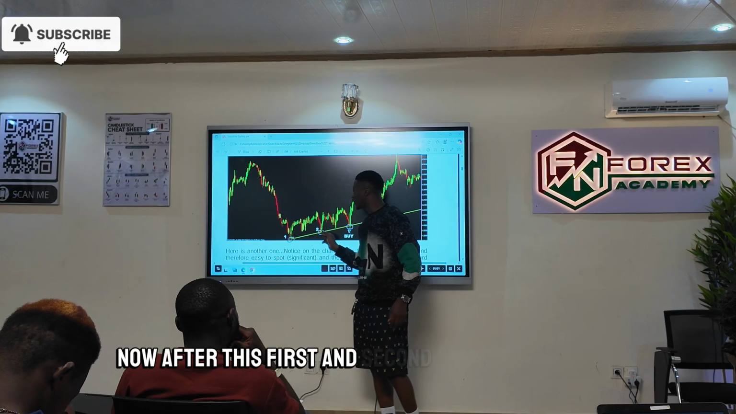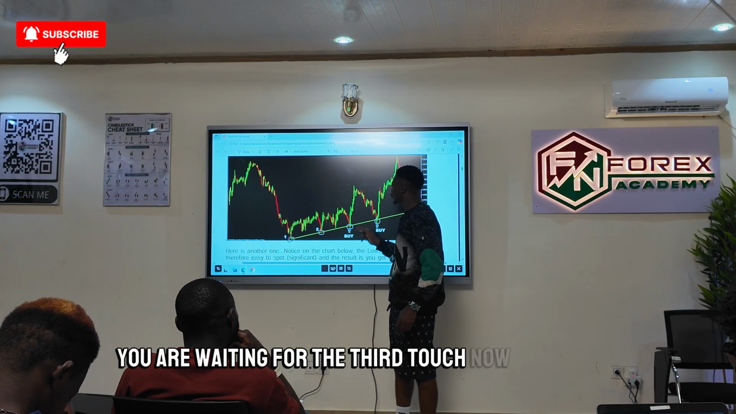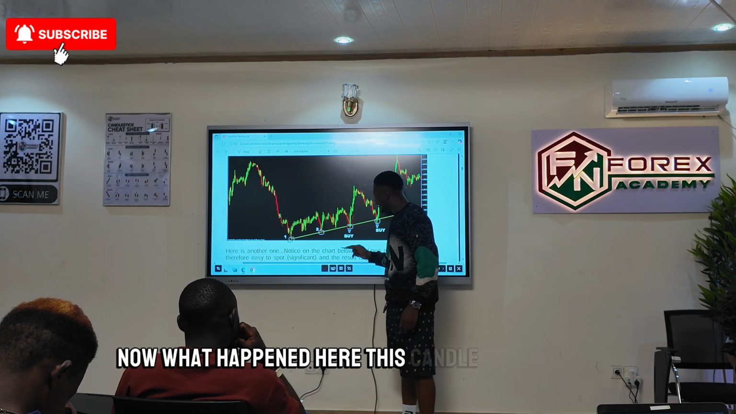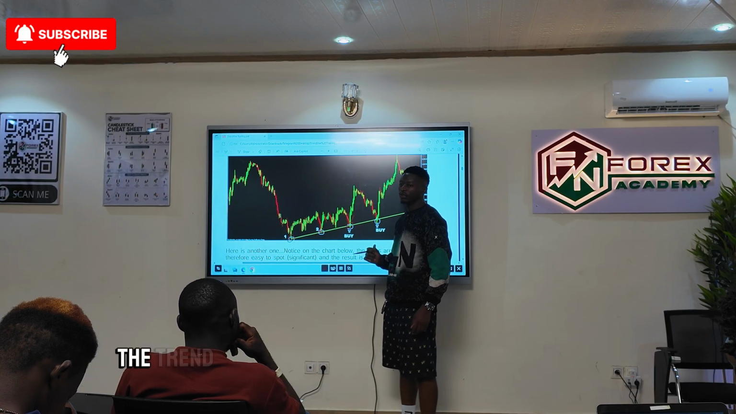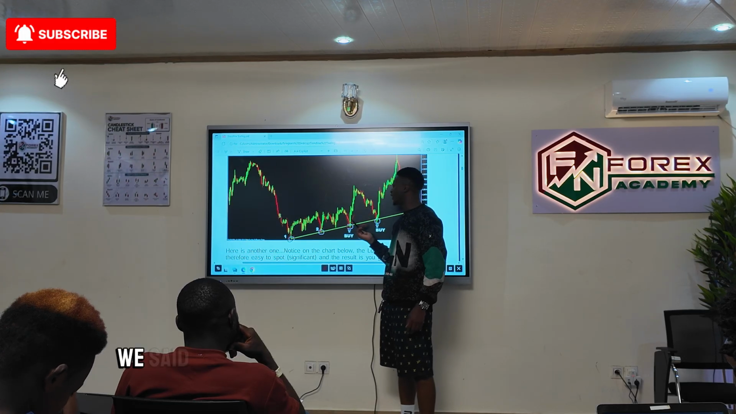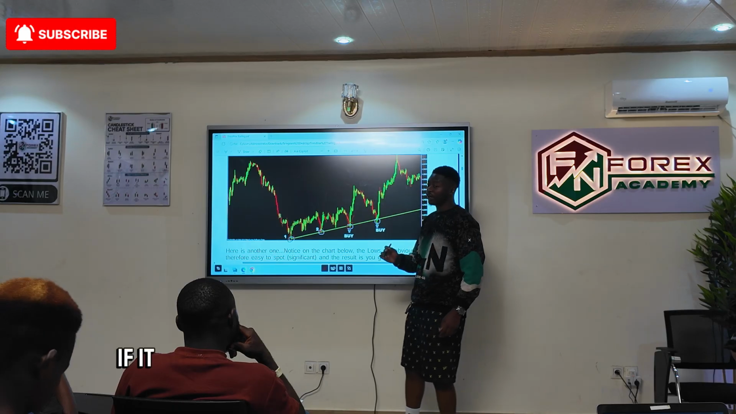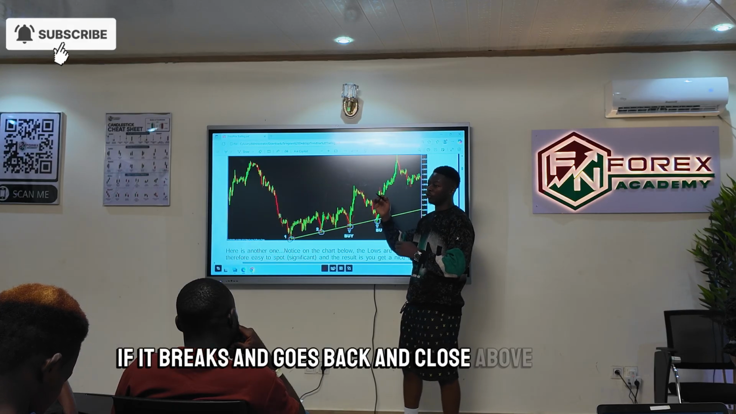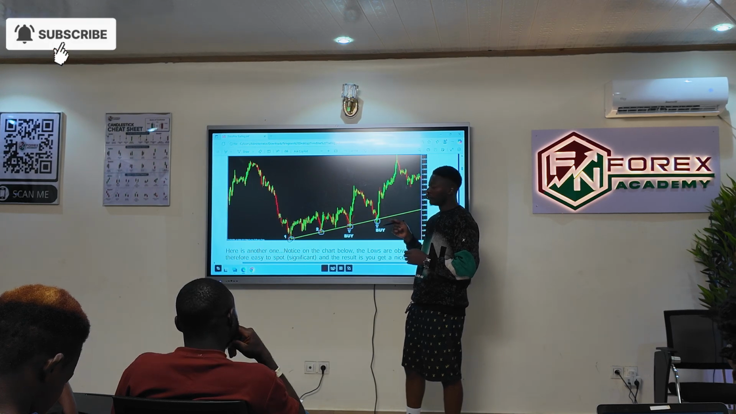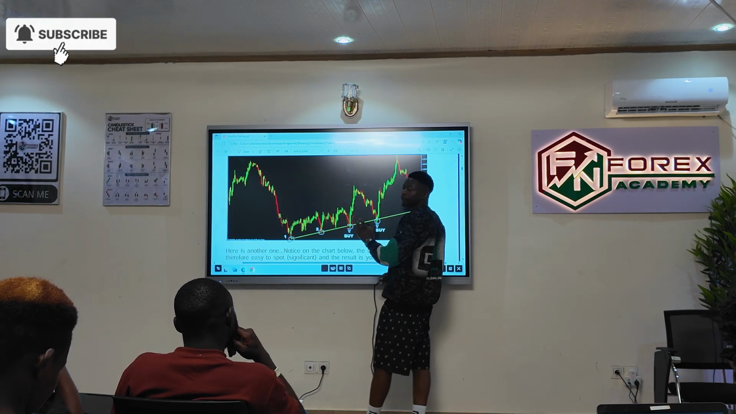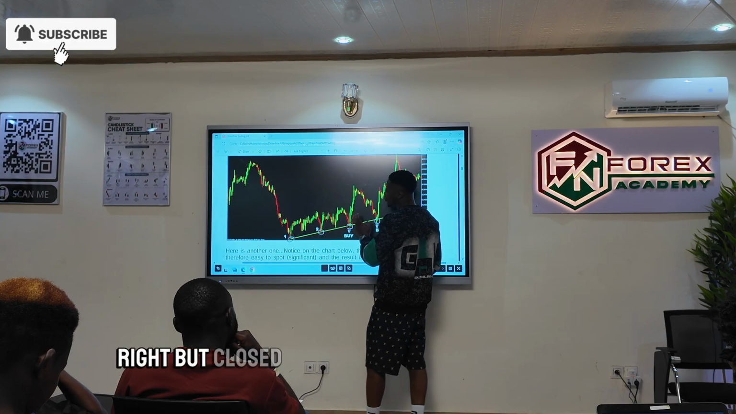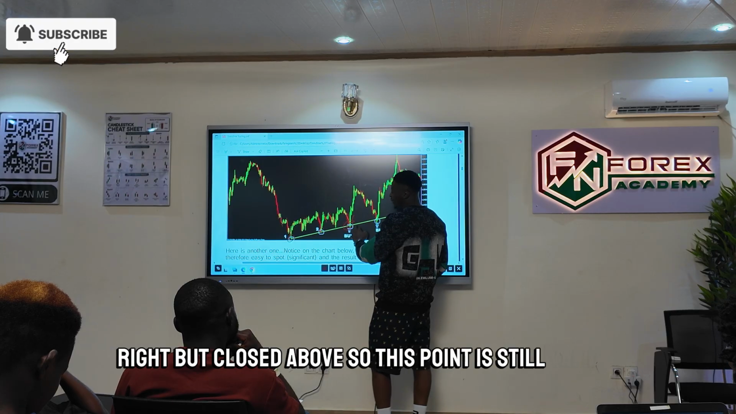Now, after this first and second touch, you are waiting for the third touch to get your entry. Now, what happened here? This candlestick broke the trend line. But what happened? It closed above, right? We said yesterday that if it breaks and goes back and closes above, then the level is still valid, right? So at this point, the trend line has actually broken, but closed above. So this point is still valid.